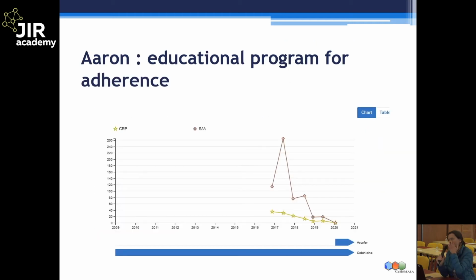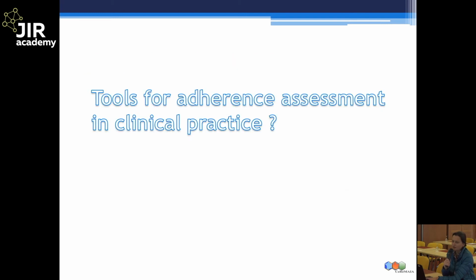So Aaron, we decided that he was not resistant to colchicine, that it was only a problem of adherence, so he joined an educational program for adherence, and here you can see the CRP levels going down over the years. We needed 2 years to get him fully adherent to colchicine, but we managed to do so with an educational program. So even if the mother told us, and he told us, that adherence was good, after an educational program he really had good adherence.